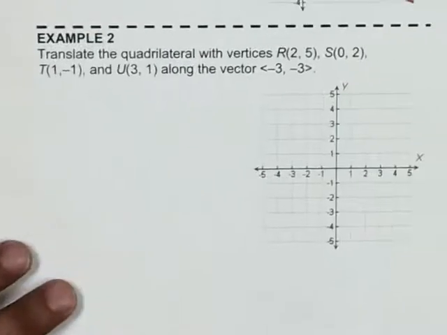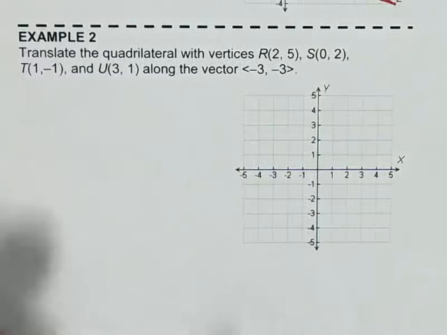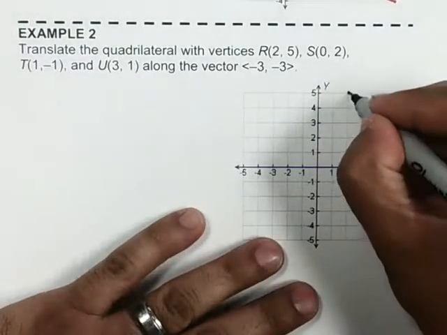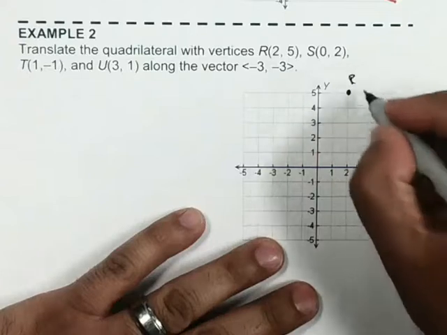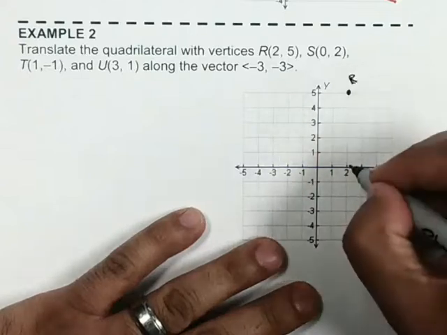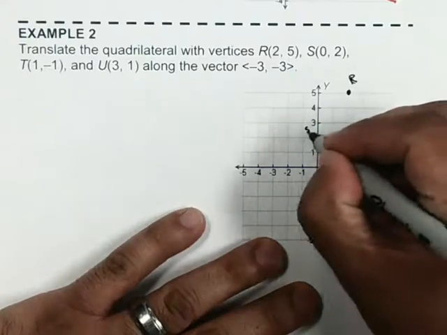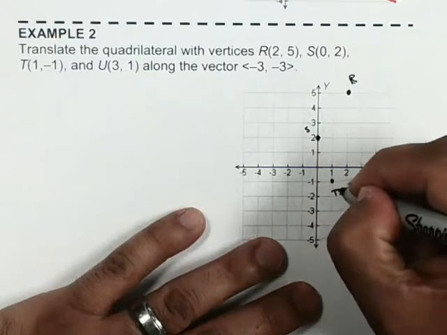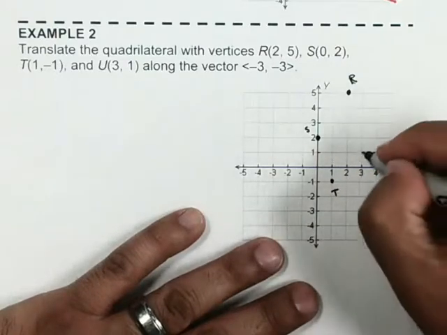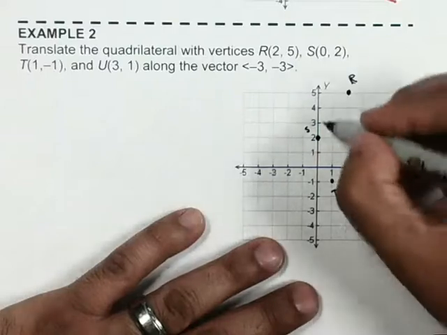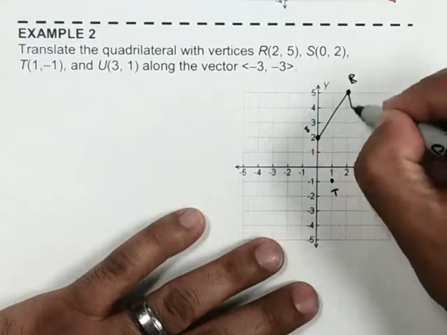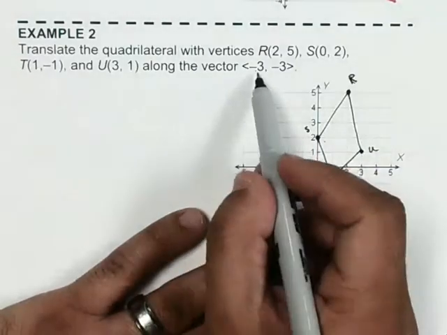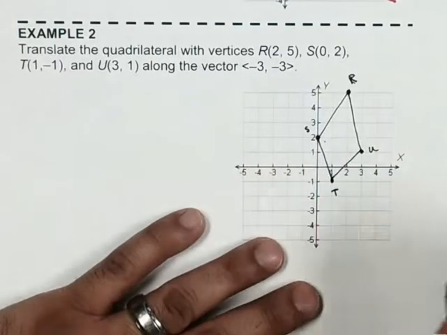Alright, so let's look at one without anything. Let's look at this example. R is going to be at 2, 5. S is at 0, 2. And T is at 1, negative 1. U, 3, 1. So I'm going to connect these. And then the vector says to go down 3 and left 3.